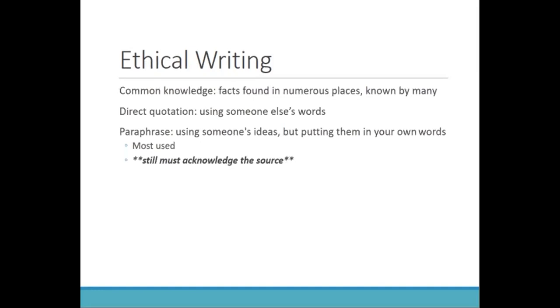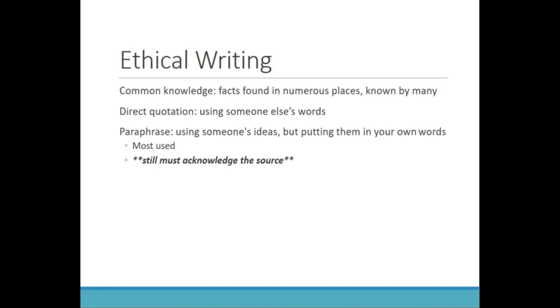So some general terms that are important to know. Common knowledge is generally known information. And so these things you don't necessarily have to document. The year John F. Kennedy was elected as president, things like that. You need to document facts that are not generally known or ideas that are really interpretation of facts.